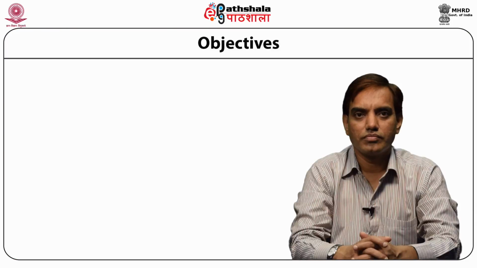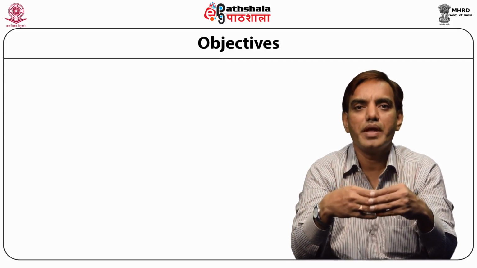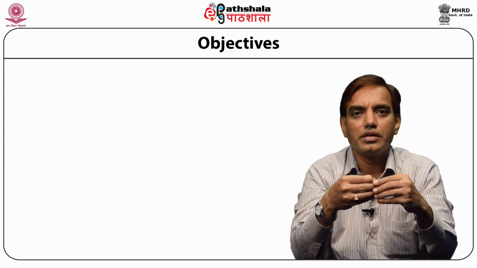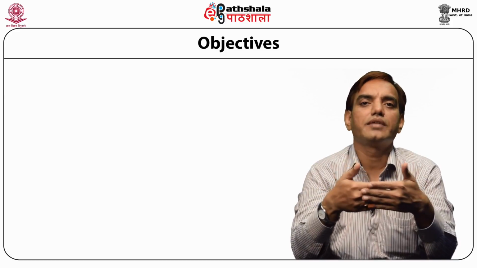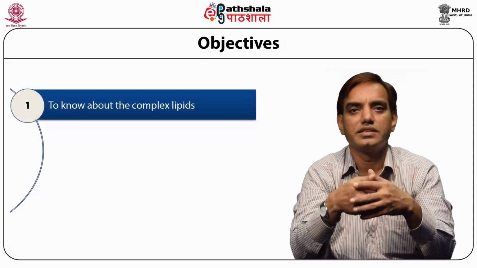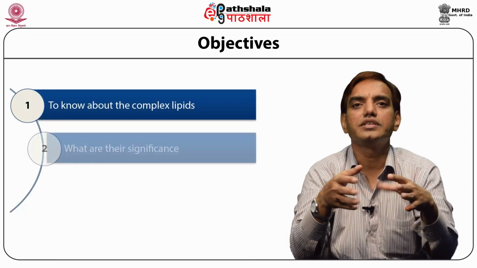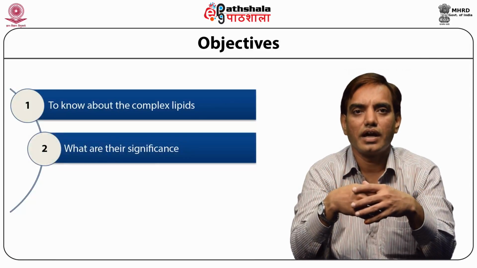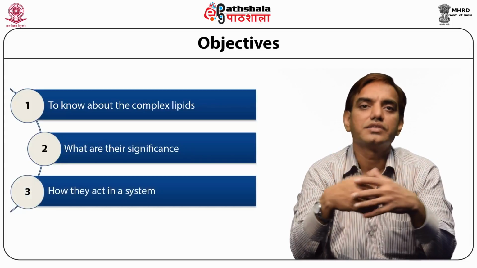Today I am going to talk about the types of lipids from the paper Lipid Metabolism. The objectives of this paper include how many types of lipids are present, what are their complexities, how significant they are, and how they act in a system.